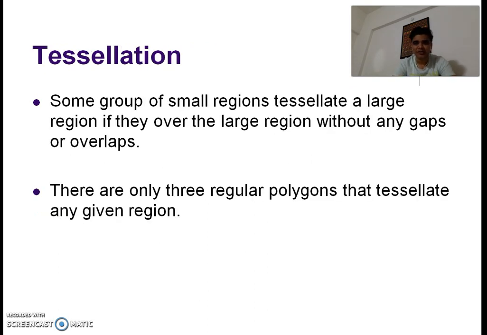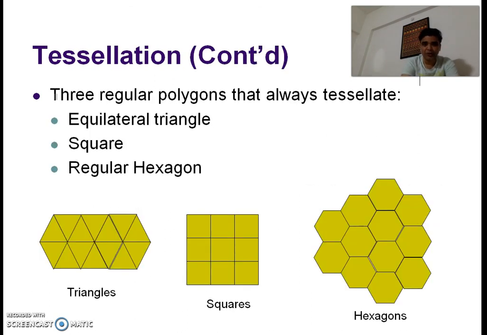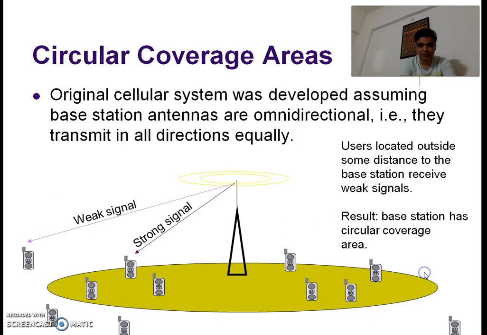Tessellation. Tessellation means covering the area. Some group of small regions tessellate a large region if they cover the large region without any gaps or overlaps. There are only three regular polygons that always tessellate any given region. One is the equilateral triangle, then squares and hexagons.